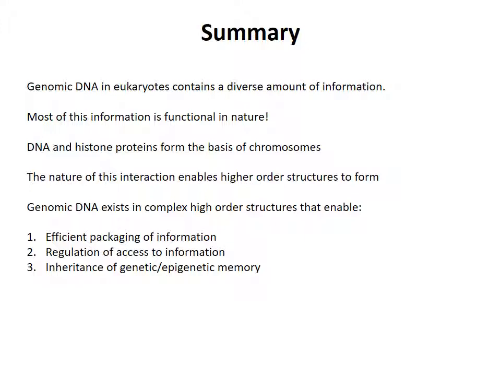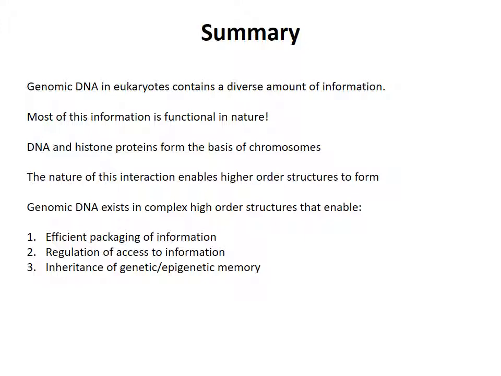So just to summarise what we've talked about in the lecture, we've gone through things broadly speaking here, and as I said, there are excellent chapters in both recommended textbooks. But genomic DNA in eukaryotes clearly contains a diverse amount of information. So it's not just genes in higher order eukaryotes. Our genetic information is comprised of genes, but also intergenic regions, which contain regulatory DNA and also encode for regulatory RNA molecules, which we'll talk about later in the module.